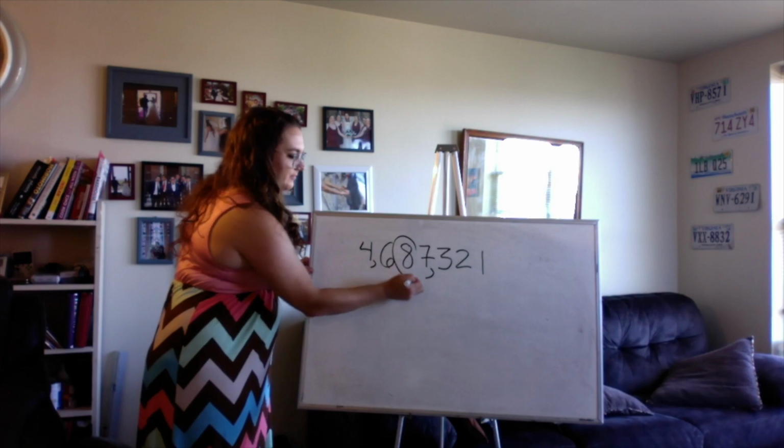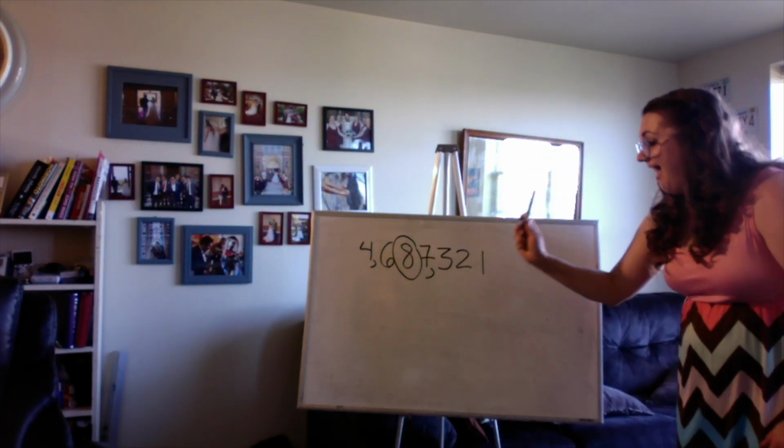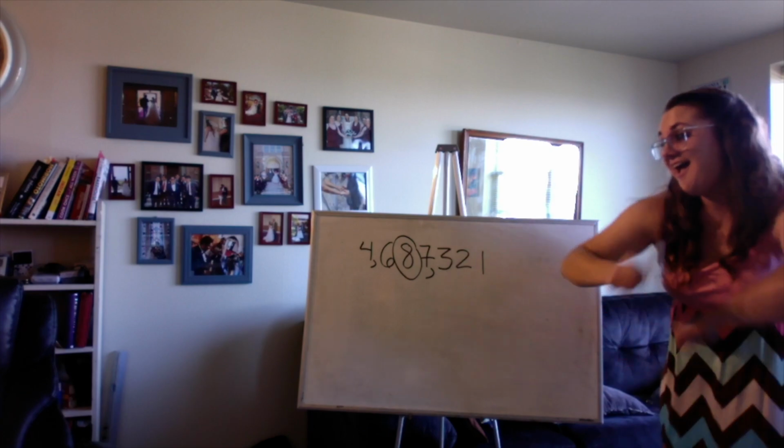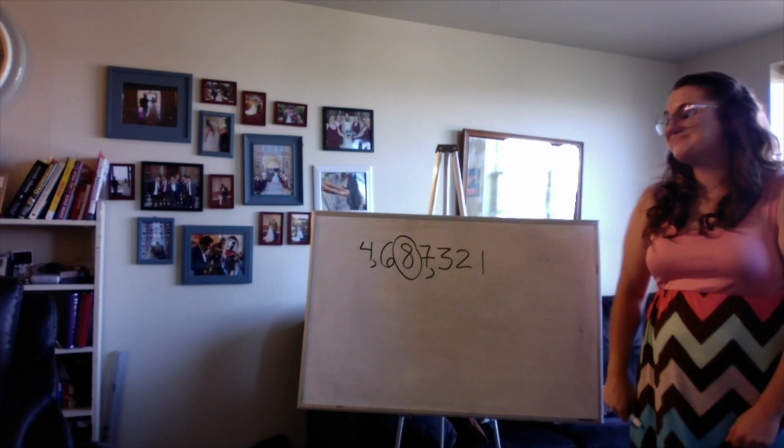So let's take a look at this 8 here. We're trying to figure out the value of this 8 in the number. So let's count ones, tens, hundreds, thousands, 10,000s. So our 8 is worth 8 10,000s, or 80,000.